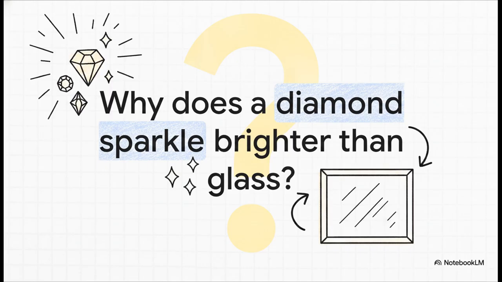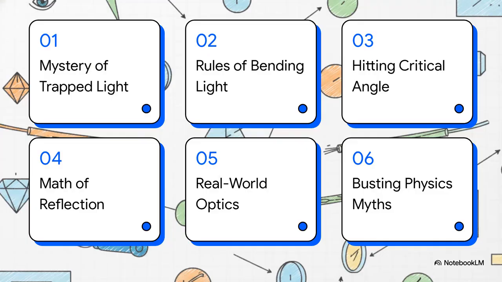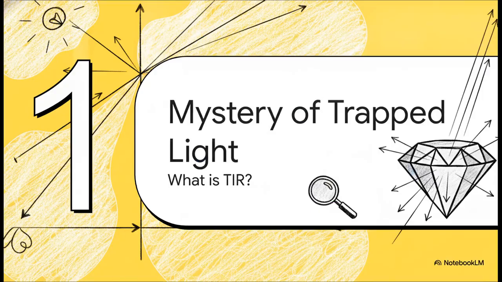perfect light trap. Here's our quick syllabus for today's masterclass. 1. The mystery of trapped light. 2. The rules of bending light. 3. Hitting the critical angle. 4. The mathematics of reflection. 5. Real-world optics in action. And 6. Busting common physics myths. All right, let's jump right into Section 1, the mystery of trapped light.